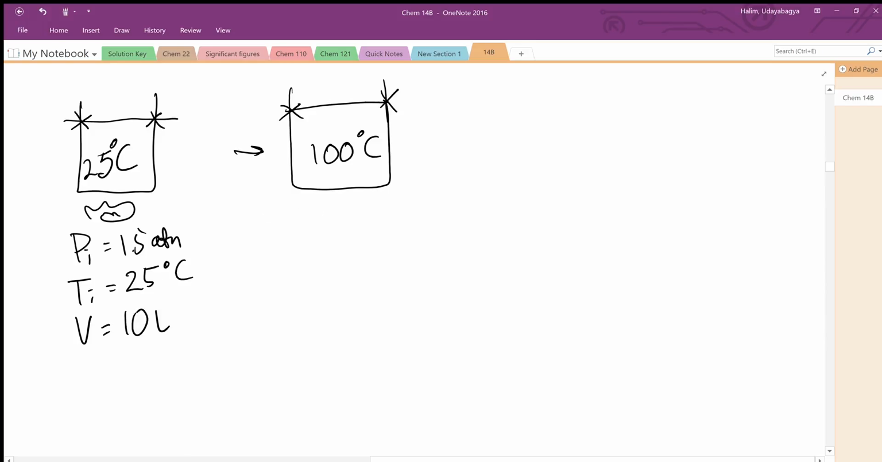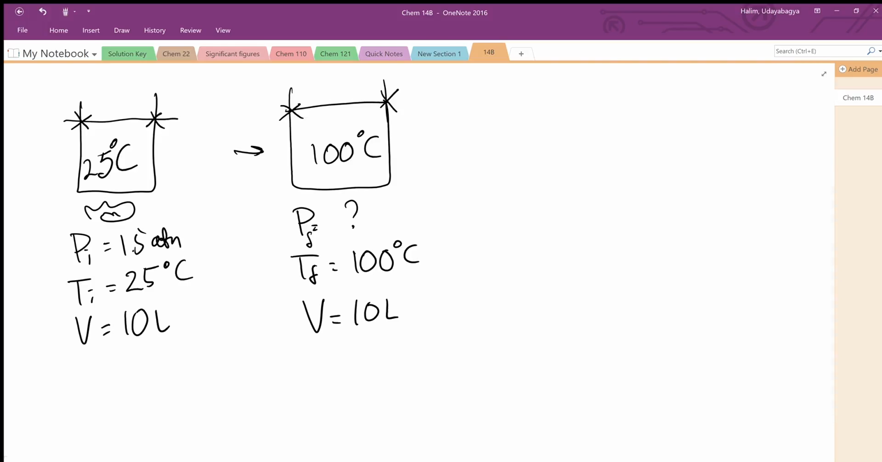At the end state, after I heat it up, the final pressure is something that I want to solve. The final temperature is going to be 100 degrees Celsius, and the volume, because it's fixed, is equal to 10 liter. I'm assuming, of course, because the container is fixed and the volume is capped, that the number of moles before and after is the same. All right. So let's try to solve the first question first. What is the final pressure in this system?